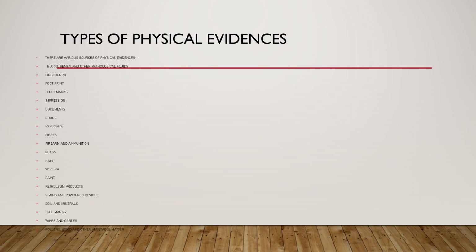Now, the types of physical evidences. The physical evidences are of diverse types, which include blood, semen, and other pathological fluids, like the suspected blood, semen, and other liquids that are found at the crime scene. All are included under these physiopathological fluids until it is discovered what the liquid or dried sample is. We can't conclude whether it is from a person or from other animals.